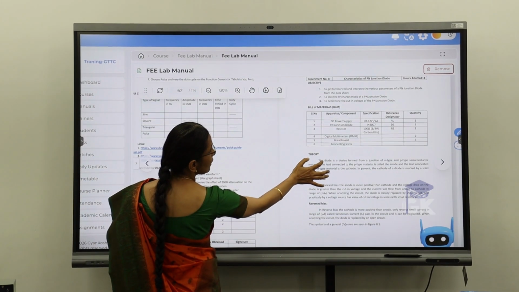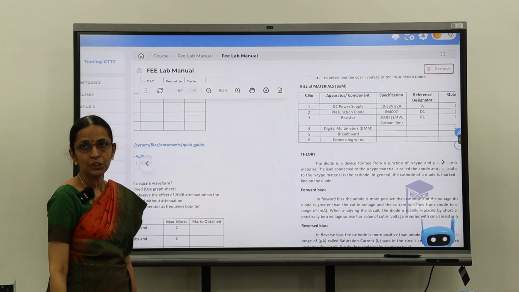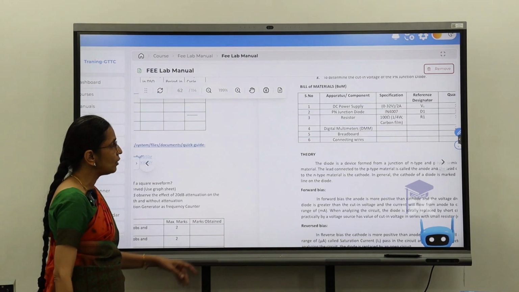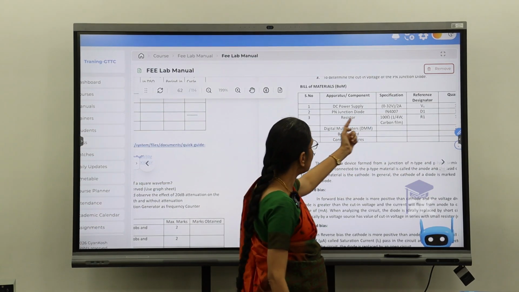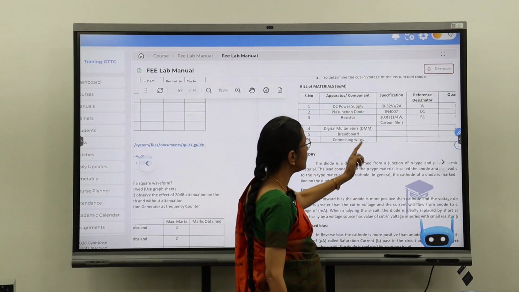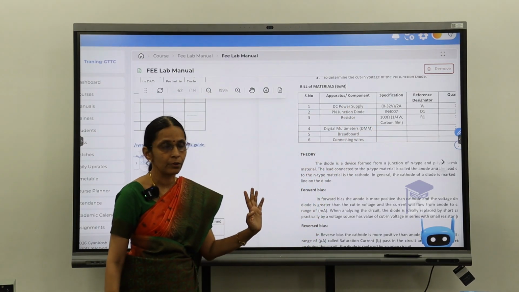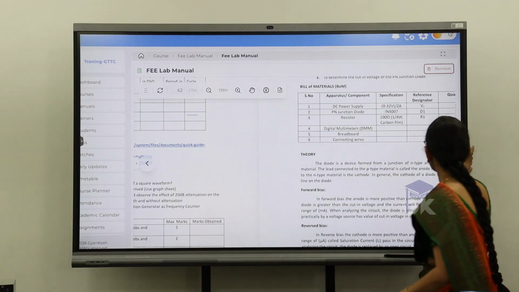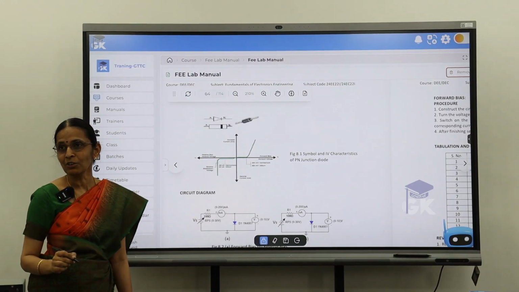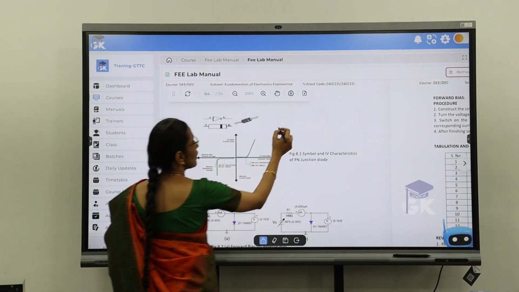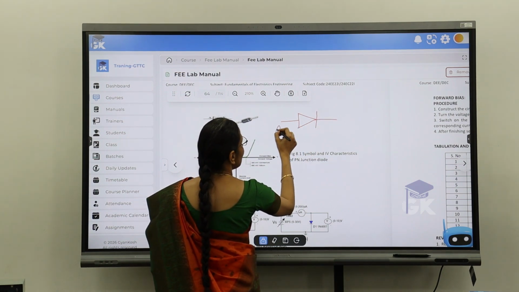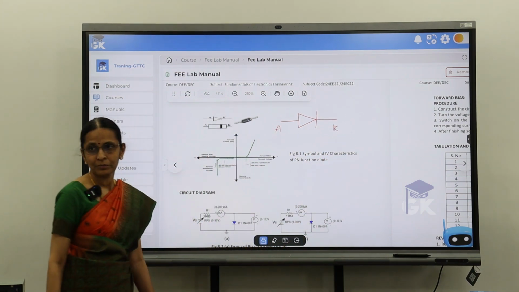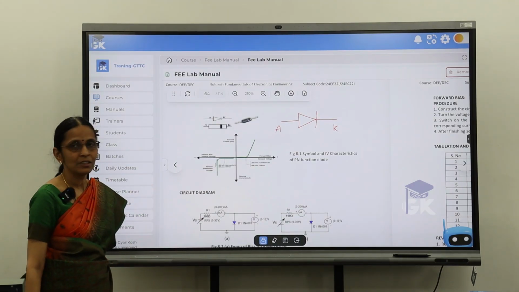So this is the experiment, characteristics of a PN junction diode, where we are going to use 1N4007 as the diode. And then of course a current limiting resistor, and these are the other components required for it. If you look at the circuit, if you take the symbol of your PN junction diode, anode, and then you have your cathode. So the characteristics and all that, we saw.